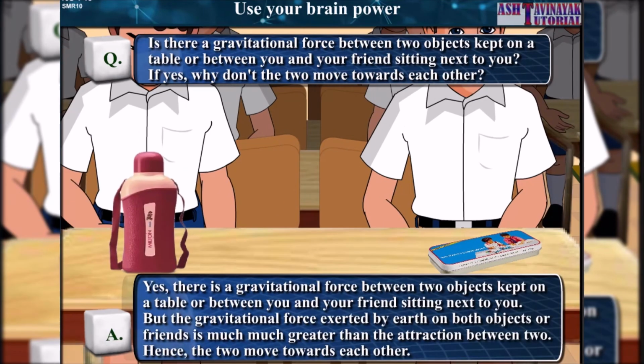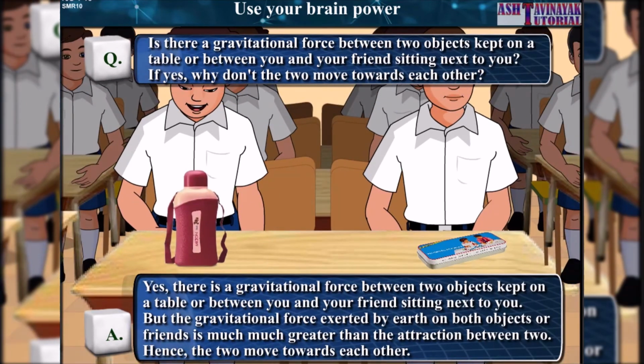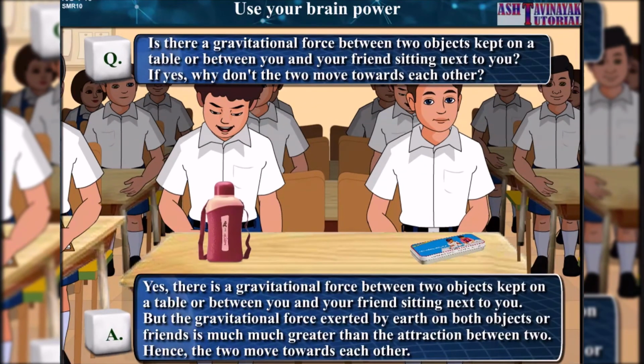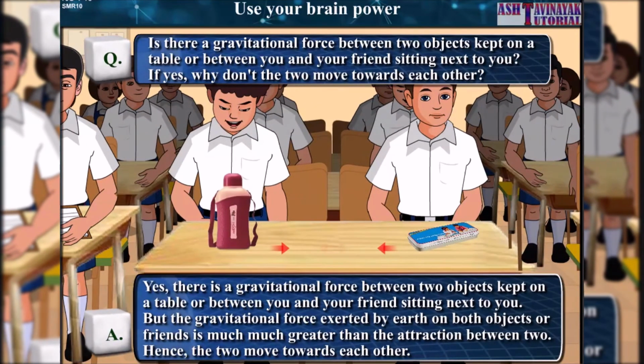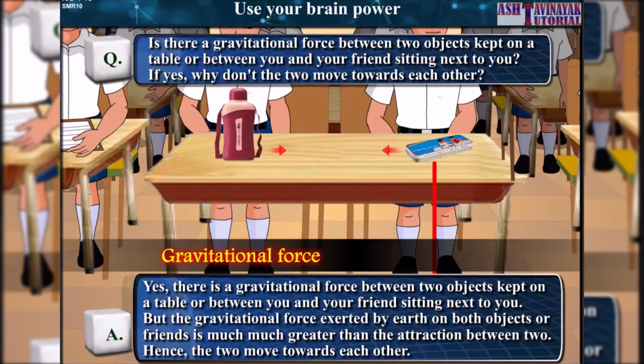Yes, there is a gravitational force between two objects kept on a table or between you and your friend sitting next to you. But the gravitational force exerted by Earth on both objects or friends is much greater than the attraction between the two. Hence, the two don't move towards each other.